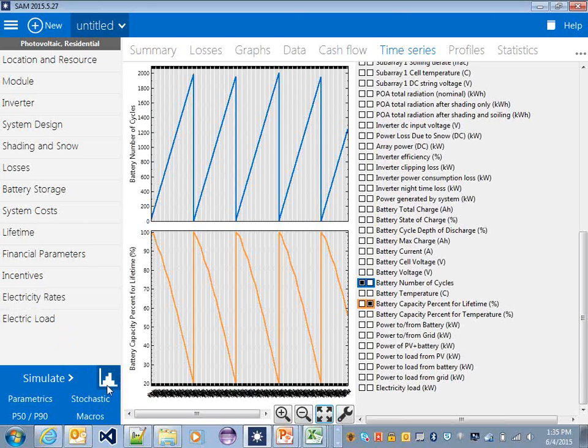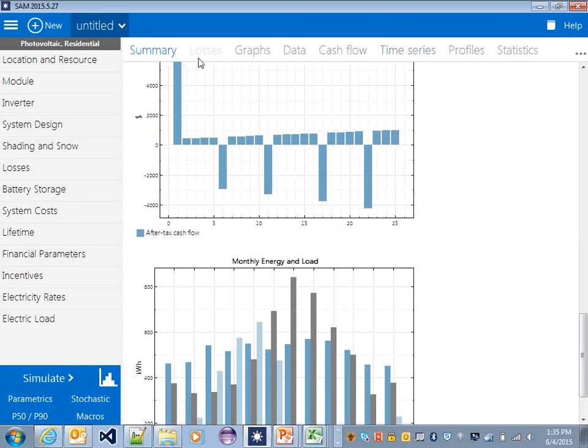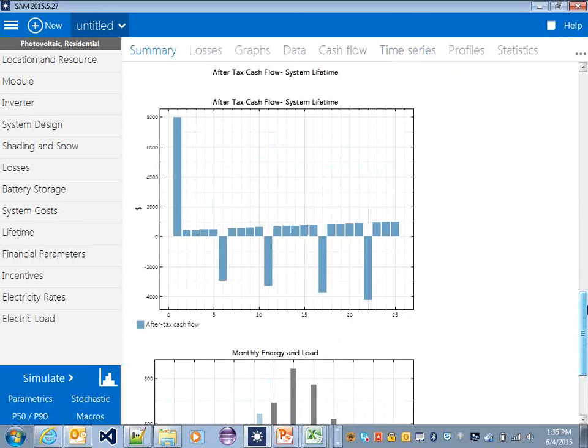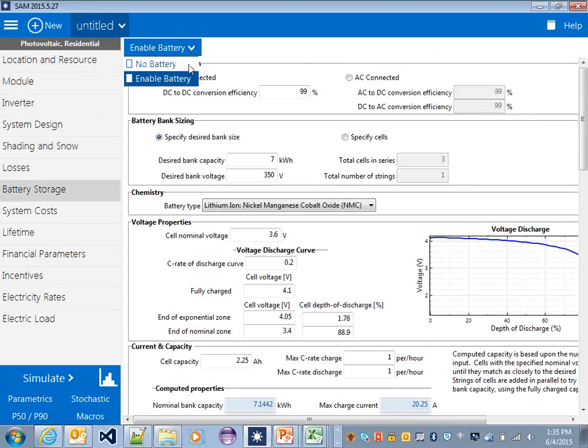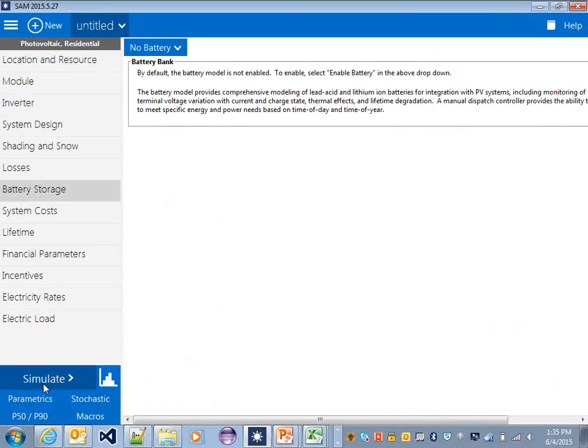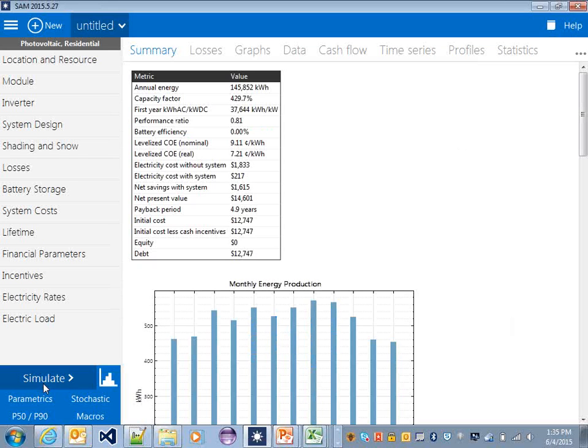And so the main question we're trying to answer is, was this beneficial? Did this make sense in our current context? So we go back to the summary page. So at 8.6 years, it would take. So let's take a quick look at what would happen without batteries, just no battery. Well, it only takes 4.9 years.